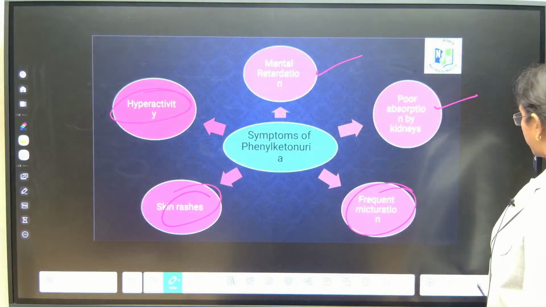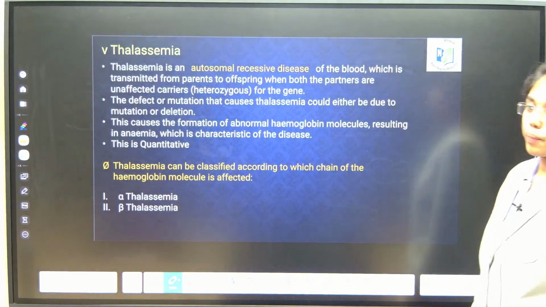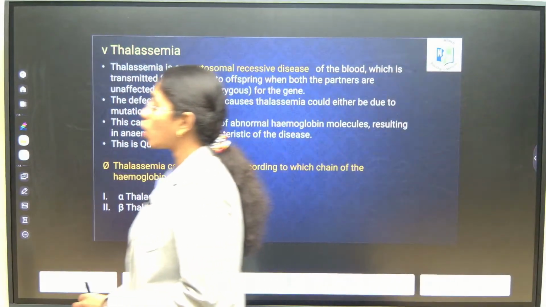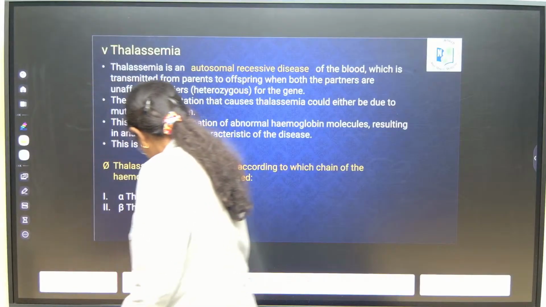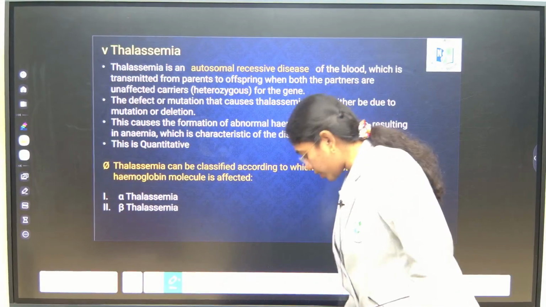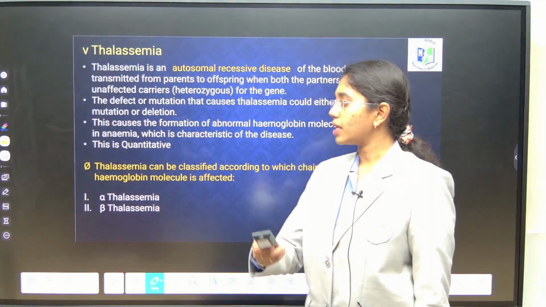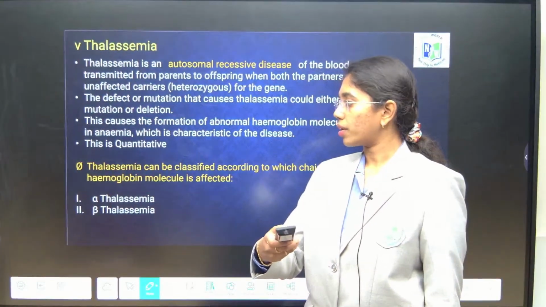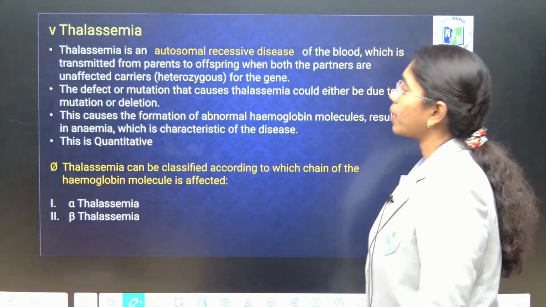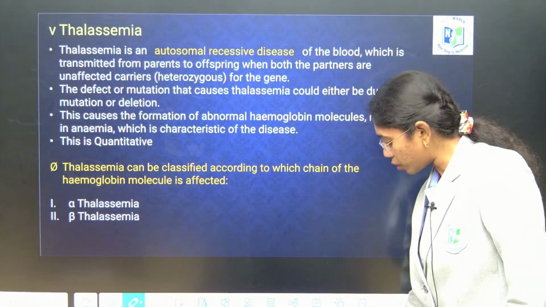Next, thalassemia. Sickle cell anemia is a quantitative disorder, yes or no? Sorry, qualitative disorder, yes or no? But thalassemia is a quantitative disorder. Okay, thalassemia is a quantitative disorder. This is also autosomal recessive.